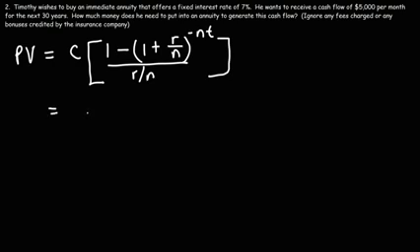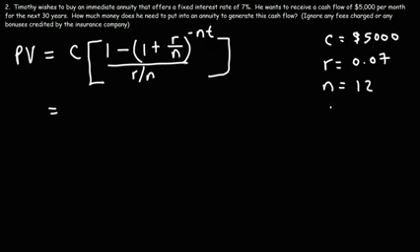C is going to be, well, let's write down everything that we know. C is going to be 5,000. He wants to receive $5,000 every month. The interest rate is 7%. 7 divided by 100 is 0.07. N is the number of times that interest is credited to the account in the year. So we're dealing with monthly payments, so we're assuming that the interest is credited on a monthly basis. So N is going to be 12. There's 12 months per year. And T is going to be the number of years, which is 30 years.